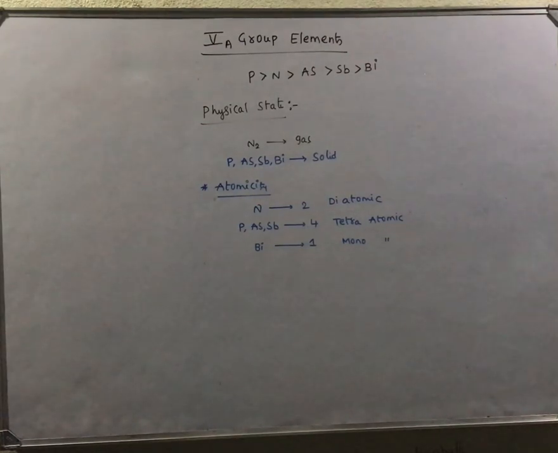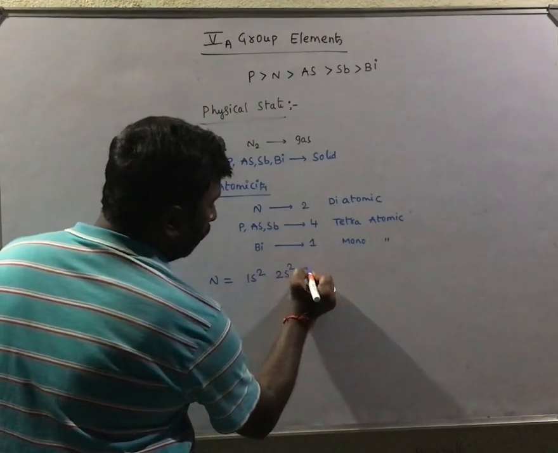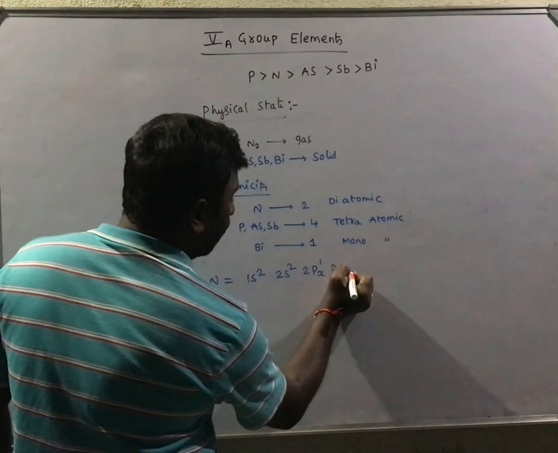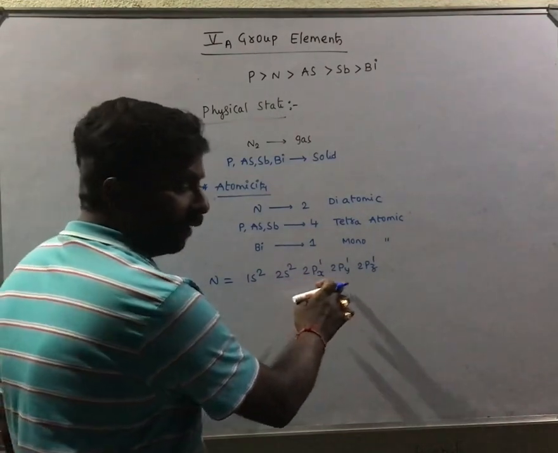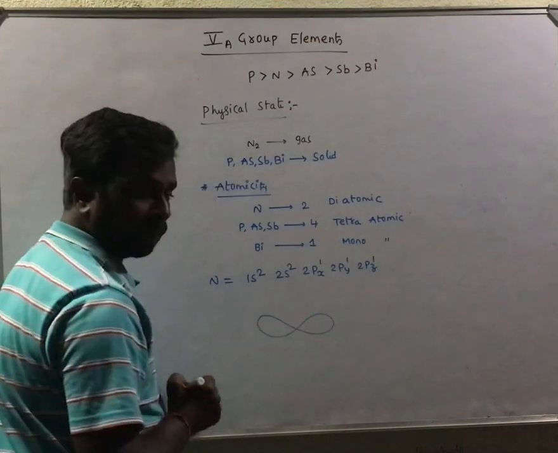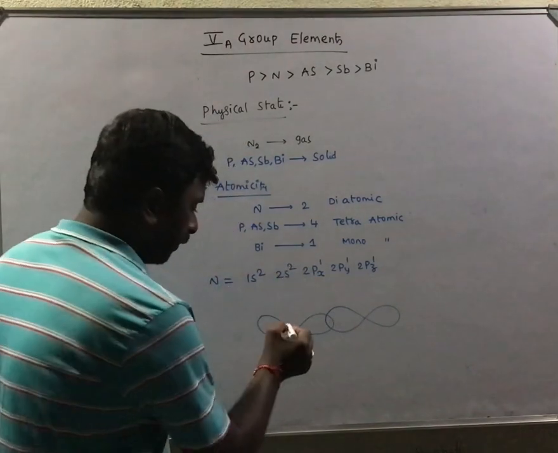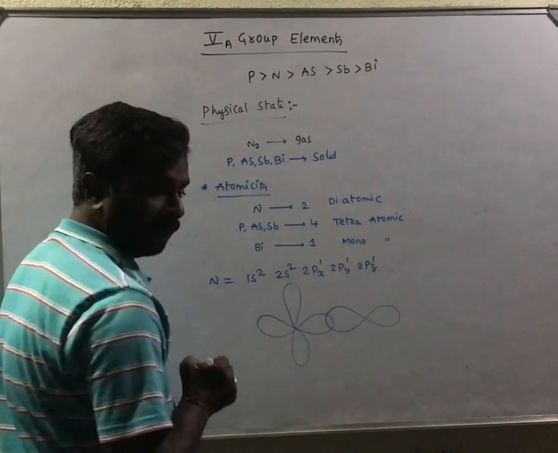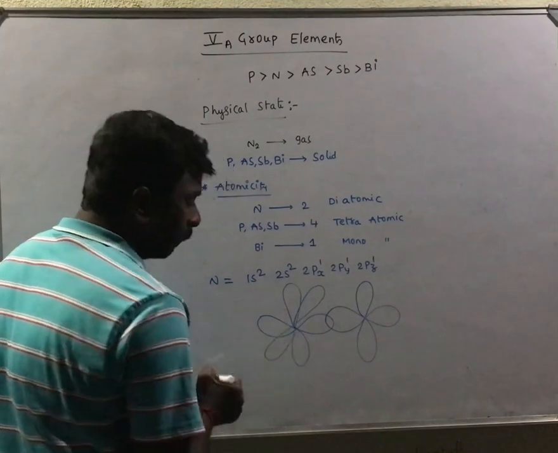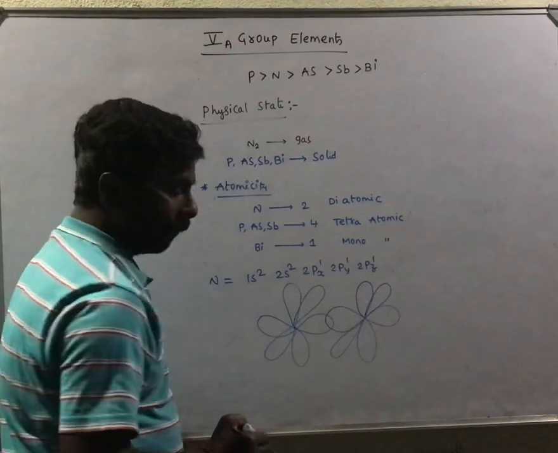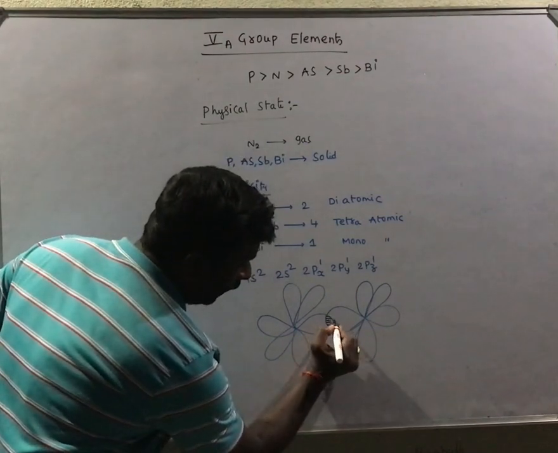So if you consider nitrogen, its electronic configuration is 1s2, 2s2, 2px1, 2py1, 2pz1. The unpaired electrons are in px, py, pz. So this is the px orbital, and this is the px orbital of another nitrogen. This is the py orbital, this is also py orbital. This one is the pz orbital, this is also pz orbital. So here, along the axis, overlapping gives a sigma bond.